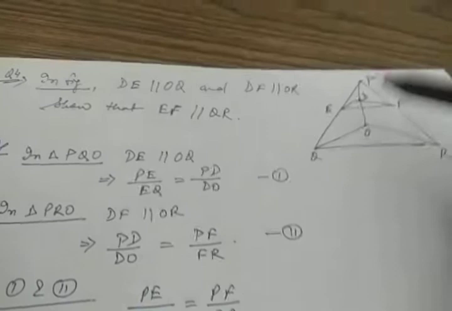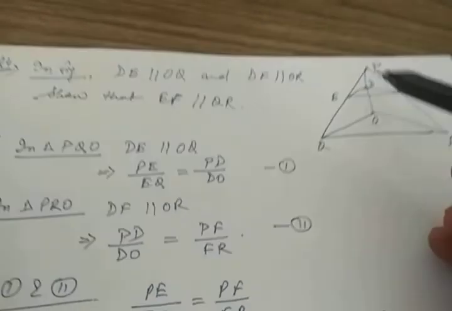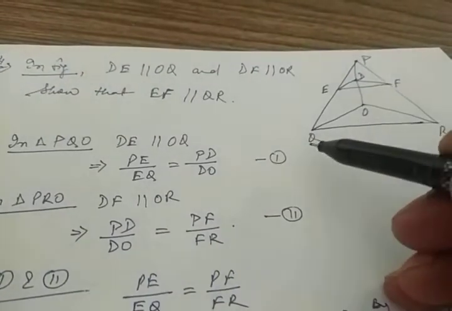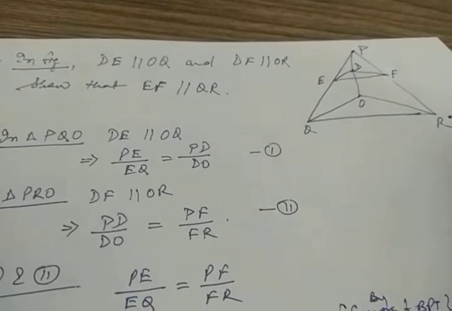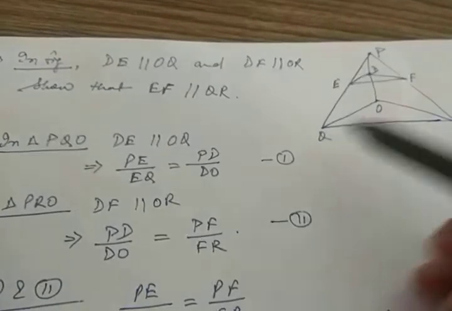See, in the same way for this figure, the data are given that DE is parallel to OQ and DF is parallel to OR. I have to prove that EF will be parallel to QR. So what will we take?